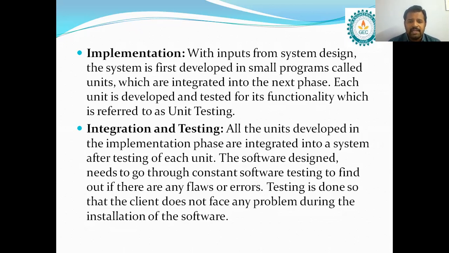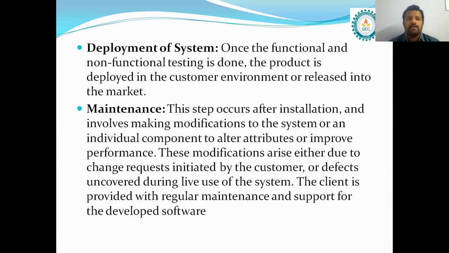If any errors or risks are identified, we can rectify them before giving delivery to the client. Otherwise, after the installation of the software, the client can face some problems, right? So before delivering the project to the client, we have to perform different types of testing to make sure that the project does not have any errors, right? Next point, deployment. Deployment means we have to install the system into the client's environment.